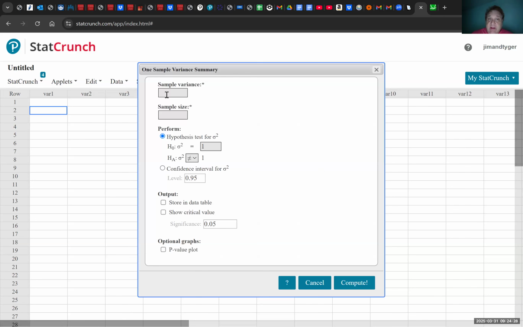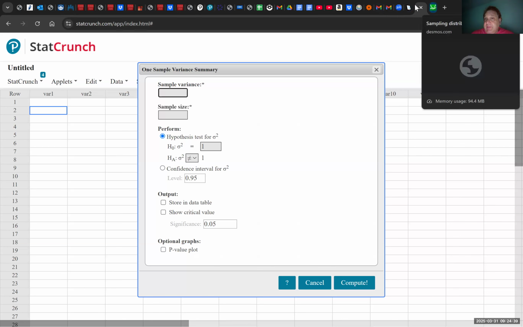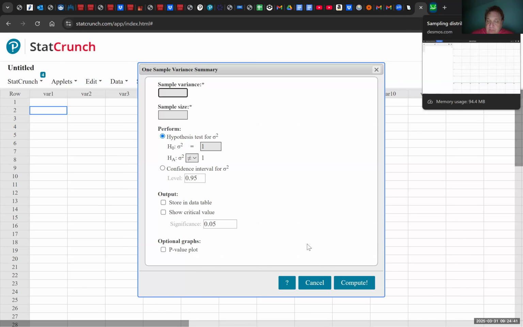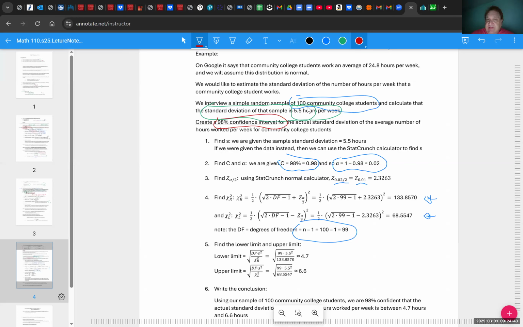So I do that. My sample variance, that's the variance I got from the sample. Now that's the variance, not the standard deviation. But remember, they're almost the same thing. So the standard deviation of the sample right here is 5.5.